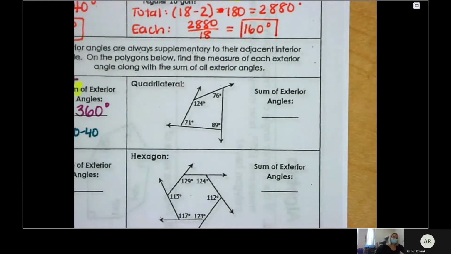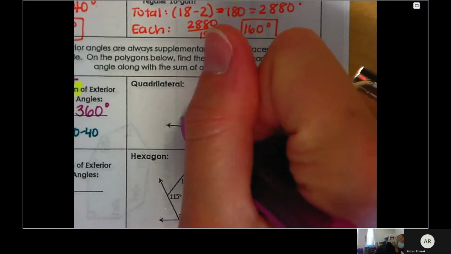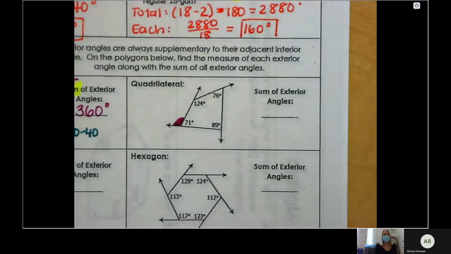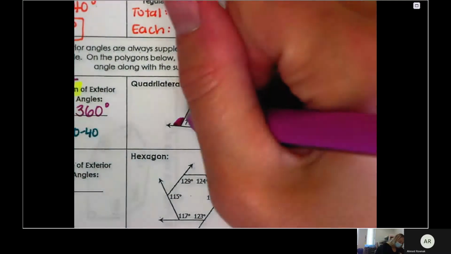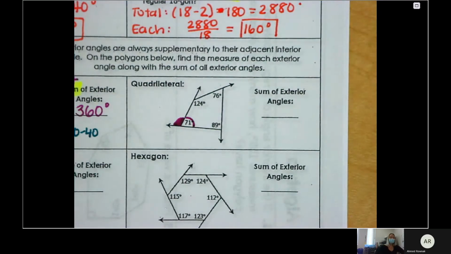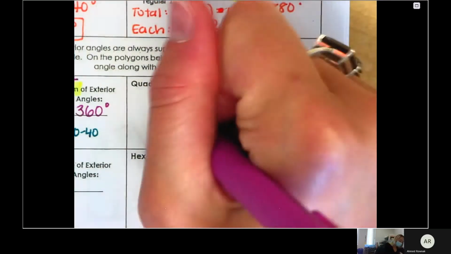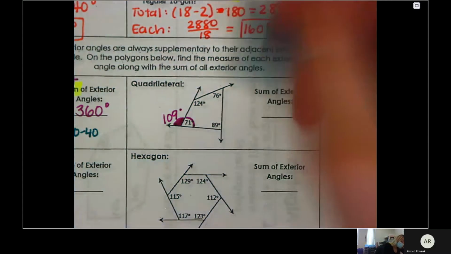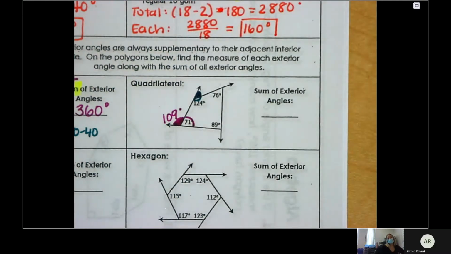So I'm just going to work my way around the picture. I'm going to start over here with the 71 on the far left. What do I have to do to figure out that angle over there to the far left of the 71? Yep, 180 minus 71, and you get 109. There's my first angle. Again, just working my way around. Here's 124 and the angle right next to it. What do I have to do? 180 minus 124, I get 56.